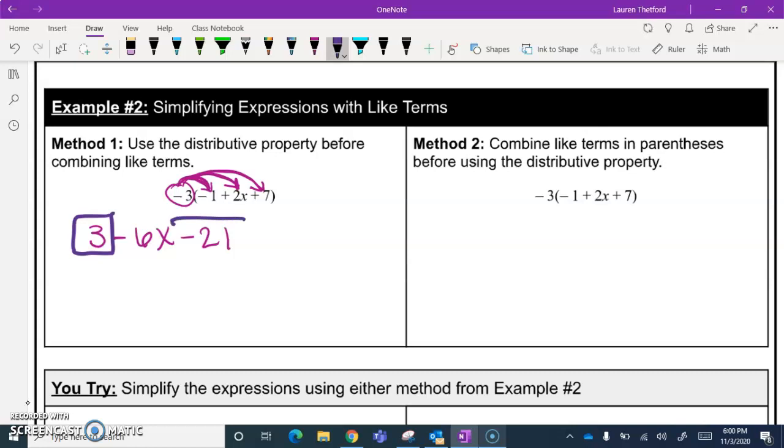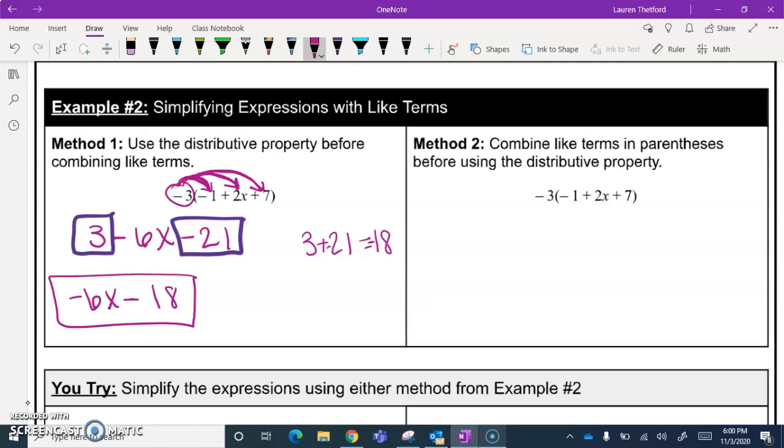So we have two sets of constants. So I'm going to rewrite my -6x because there's nothing I can combine that with. And then 3 minus 21. So 3 minus 21, we do keep, change, change. These are different signs. So we subtract. 21 minus 3 is 18, and we keep our negative because 21 was bigger, and that's negative. So my answer is -6x minus 18.